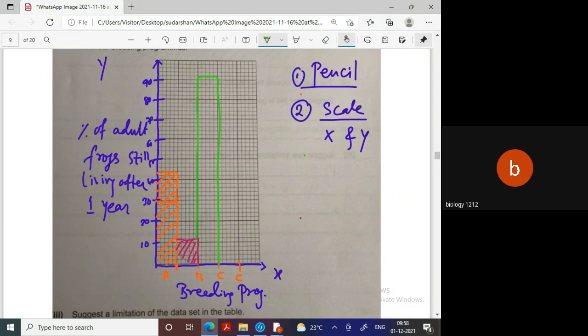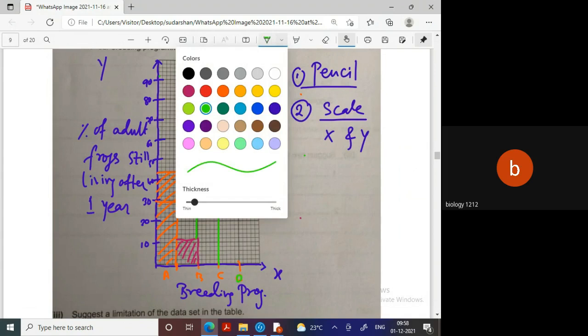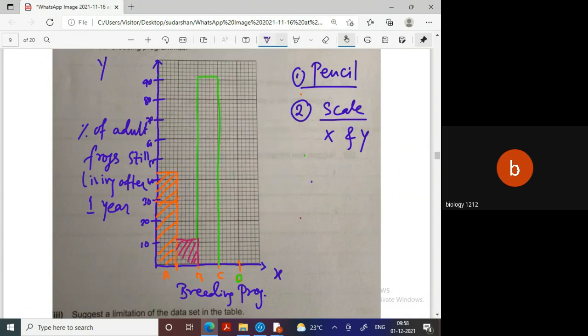And the last one is D. Here we have to mention D. D was 42. So 42 goes with any other color. Yeah, here we have 42. That's it. So these are your bar graphs.